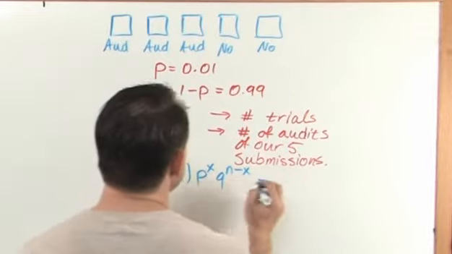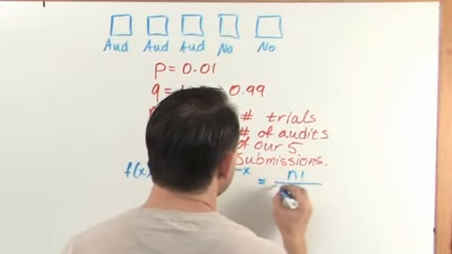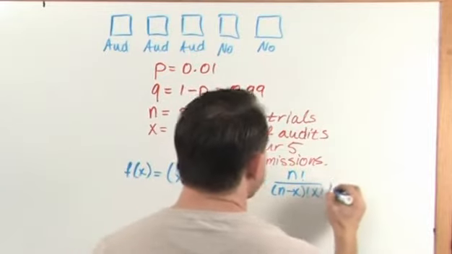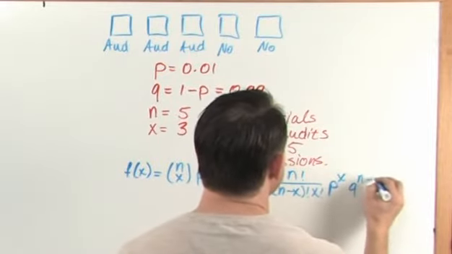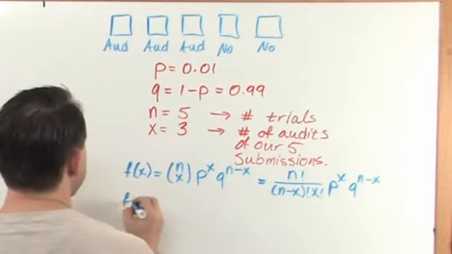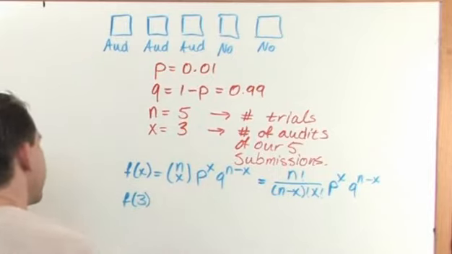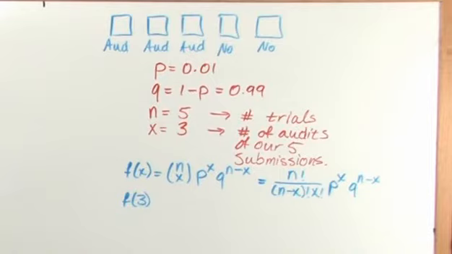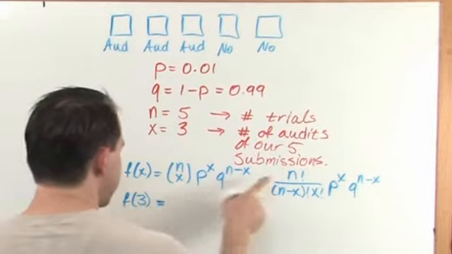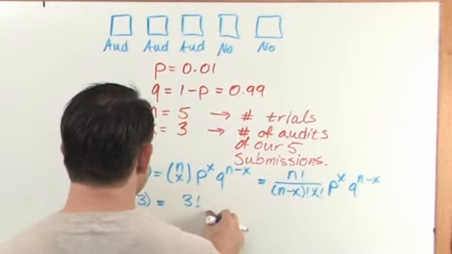Okay? And again, if you wanted to expand this, this is n factorial over n minus x factorial times x factorial, times p to the x times q to the n minus x. I've just expanded the combination there for you. So if I wanted to calculate this binomial distribution at the value x equal to 3, because I have 3 quote-unquote successes, 3 audits that I'm trying to calculate the probability of getting, then x is going to be equal to 3.